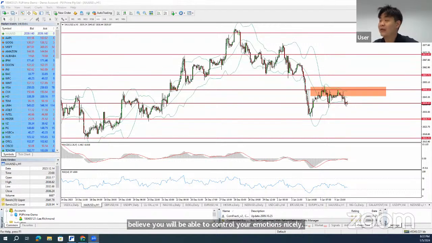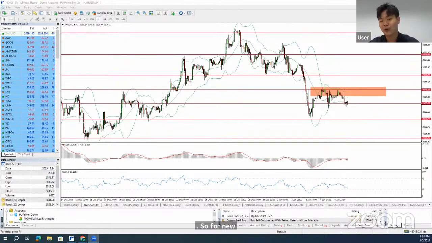Okay, so I will answer your question. For a new trader, it's better not to suddenly open significantly huge positions, so you can control emotion nicely. Which is better to use, technical analysis or fundamental analysis?